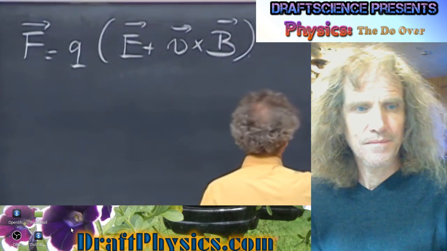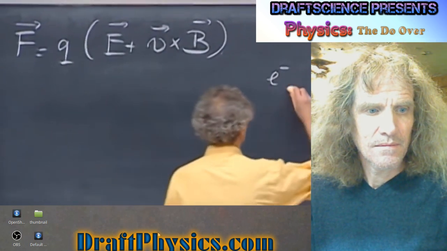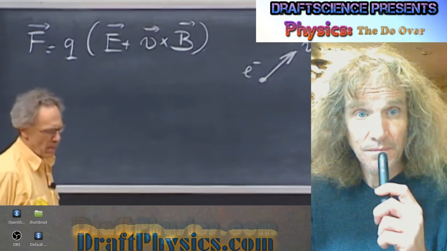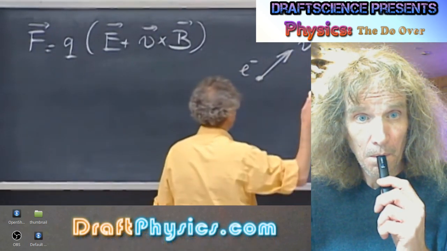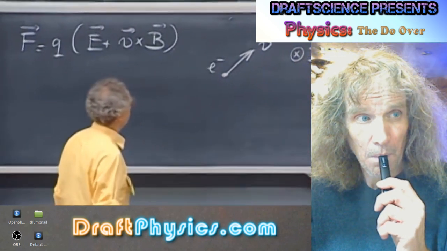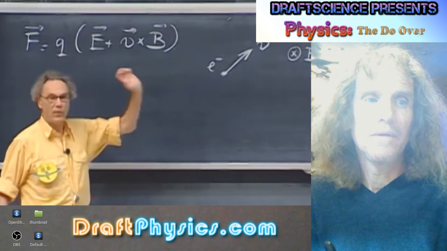Let's take a situation where I have an electron. Put a minus sign there to remind you that the charge is negative. And let this be the velocity of that electron, and let the magnetic field be uniform, perpendicular to the blackboard in this direction, going into the blackboard. There is no electric field, so we only deal with Q times V cross B.